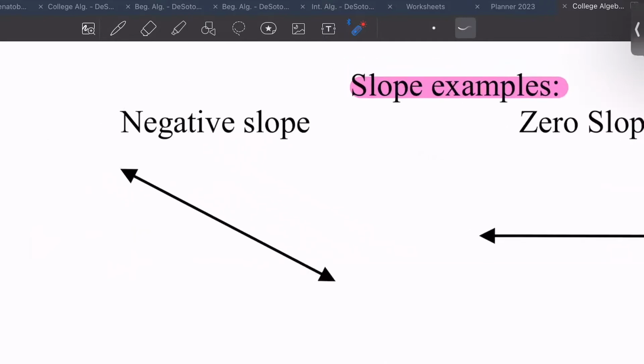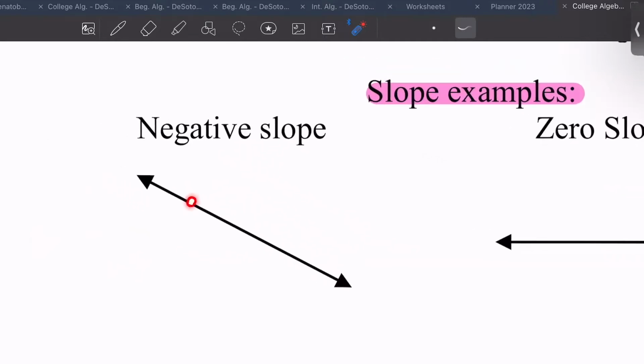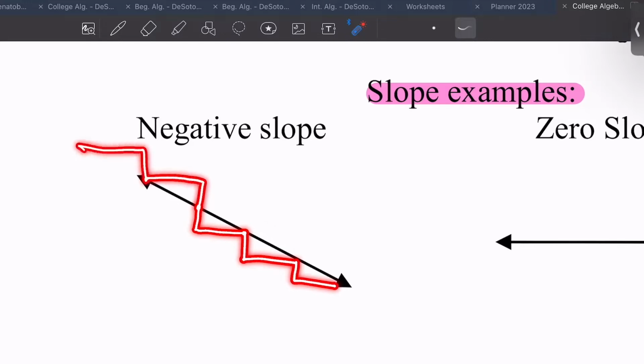Now, negative slope: you're going to make a positive move and a negative move in either order. So you can make a positive and then a negative, or a negative and then a positive. If I went down, that would be negative, to the right would be positive, down and to the right, down and to the right. Or I could go up, which is positive, to the left, which is negative, and I could keep doing that.